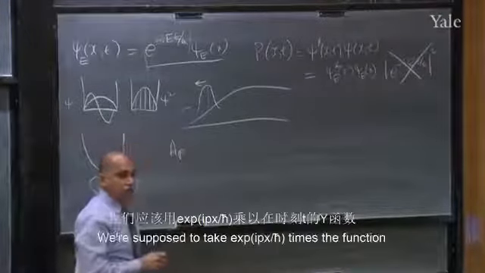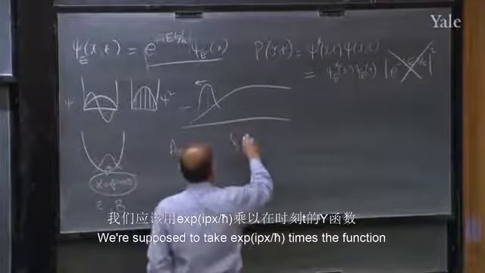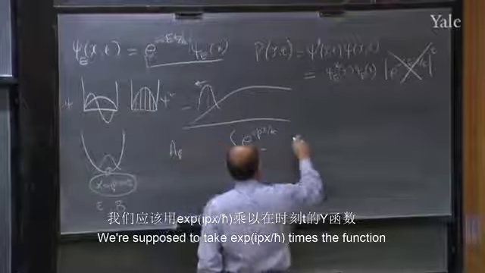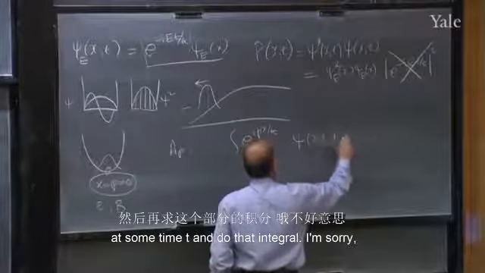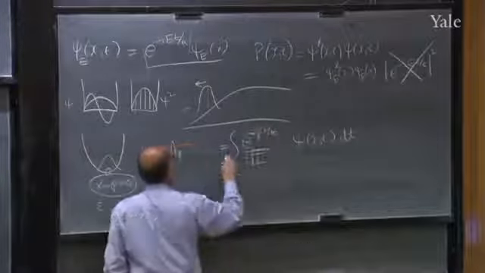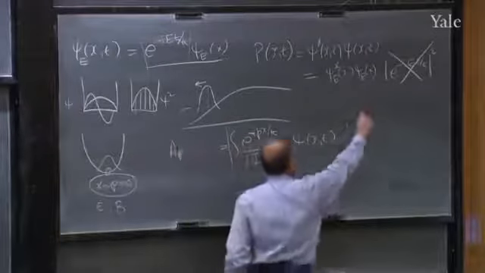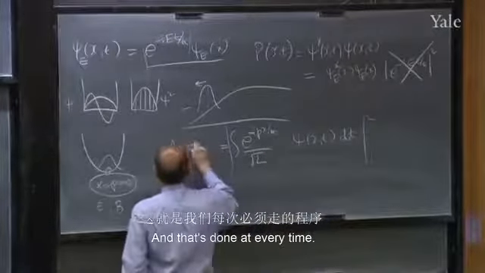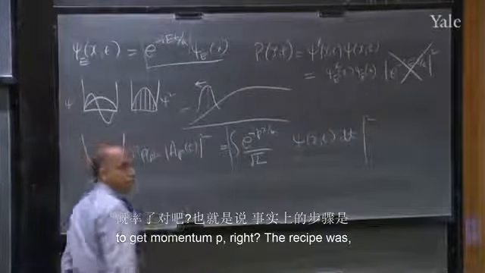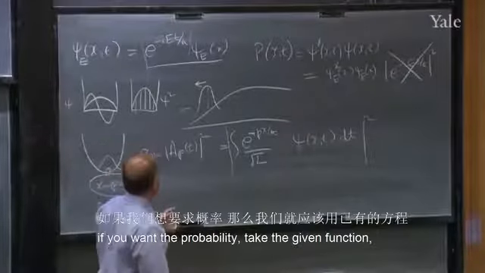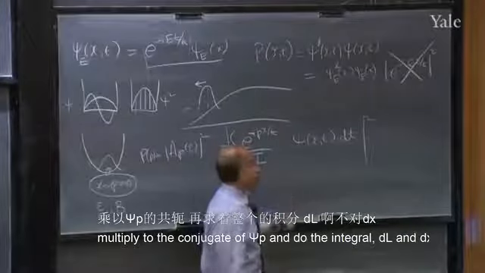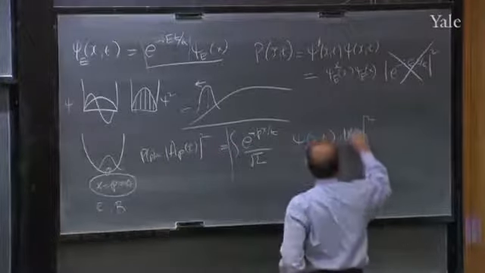What are we supposed to do? We're supposed to take e to the ipx over h bar times the function at some time t and do that integral. I'm sorry, you should take that and do that integral, and then you take the absolute value of that. And that's done at every time. You take the absolute value, and that's the probability to get momentum p. Right? The recipe was, if you want the probability, take the given function, multiply it with the conjugate of psi sub p, and do the integral dx.